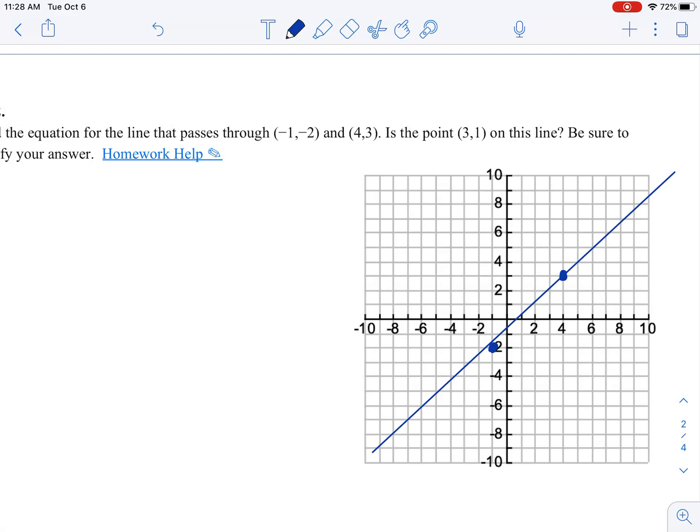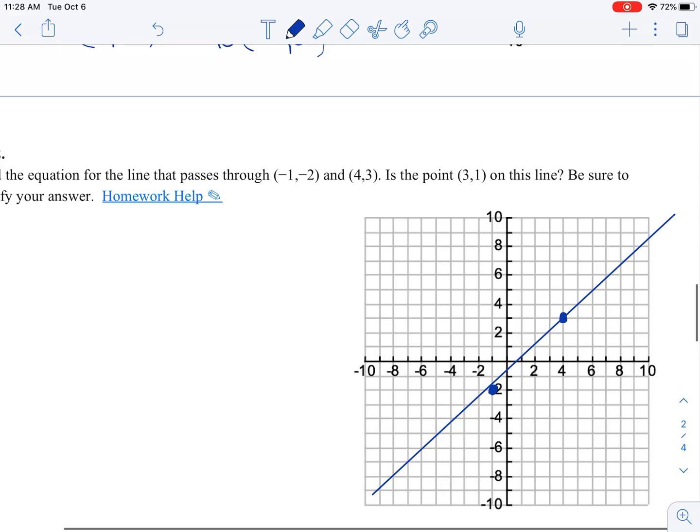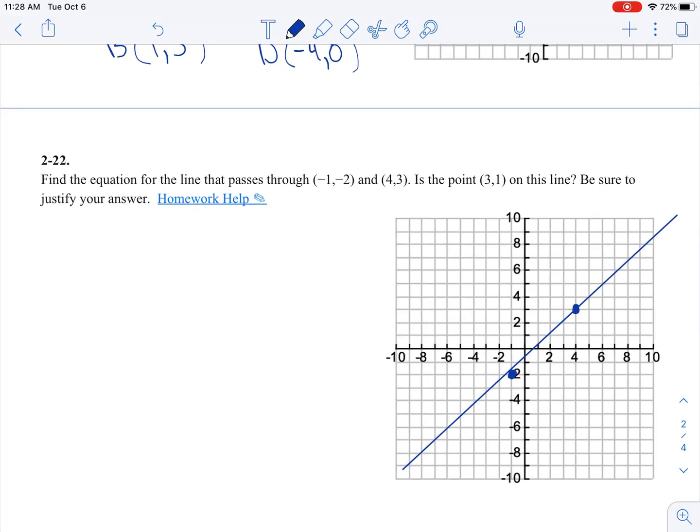So is 3, 1 on this line? Be sure to justify your answer. So we have to write the equation. Let's go ahead and write the equation first. So we're not given the y-intercept. And rather than guess what the y-intercept is, what I would suggest doing is first writing out how you write an equation. So we usually start with y equals mx plus b. We need two things. We need the slope, which is your m value, and then we also need your y-intercept.